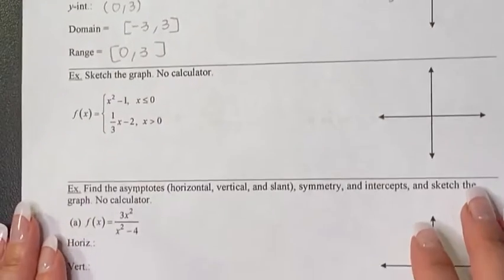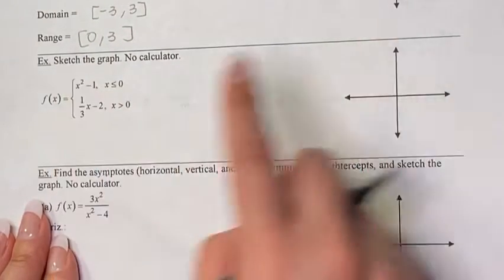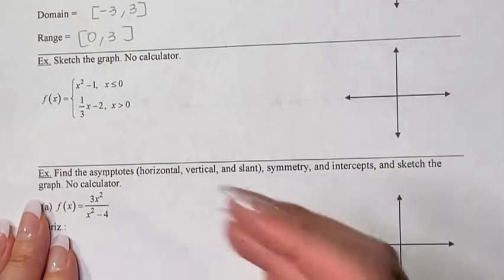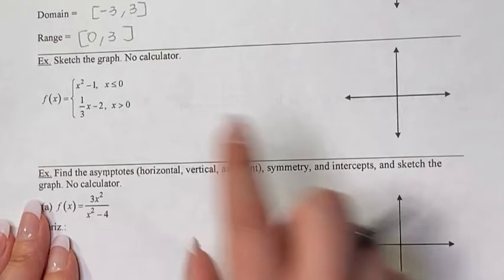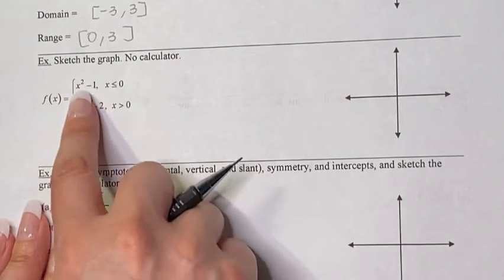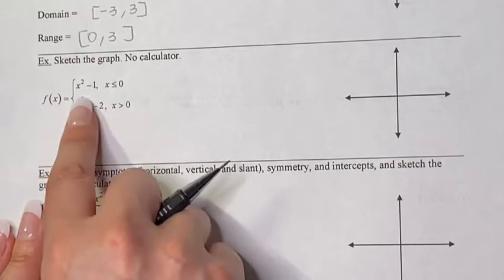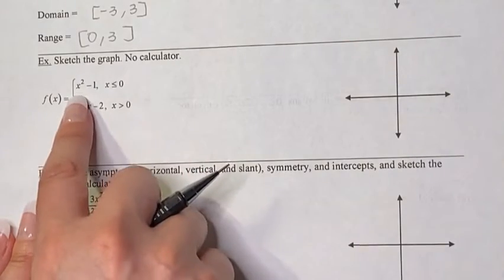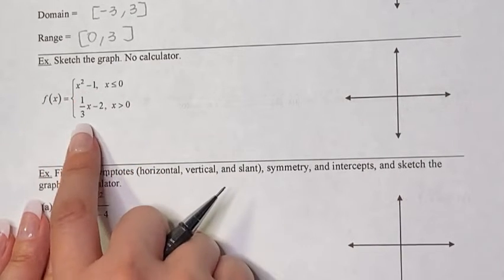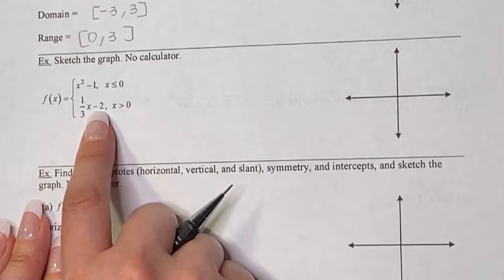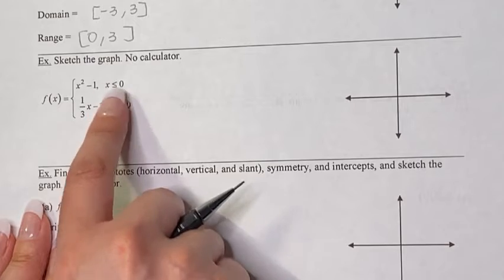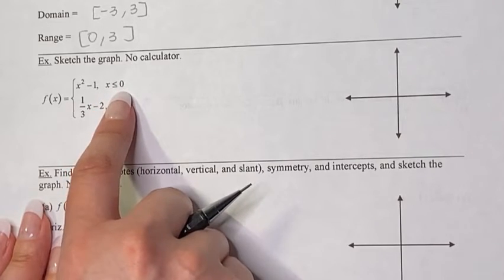For the second example over here, what you have is again pretty similar. You need to sketch the graph, no calculator. Here you don't have as many instructions, you only have to graph it. To do a rough sketch, I always look at where the piecewise function breaks. In this case, you have a 2-piece piecewise function. So x squared minus 1, which has the form of a parabola. And then over here you have 1/3 x minus 2, which is a linear equation with positive slope. This happens when x is greater than 0. This happens when x is less than or equal to 0.